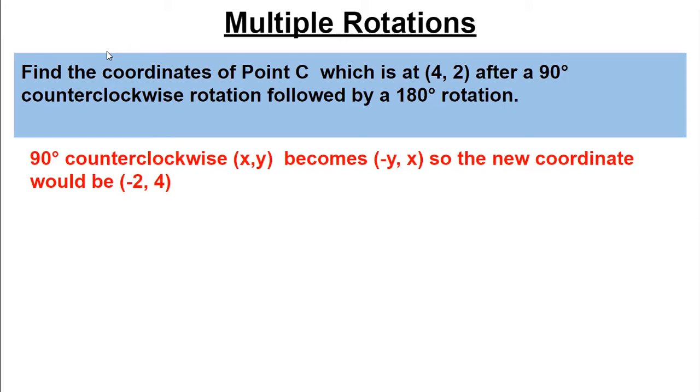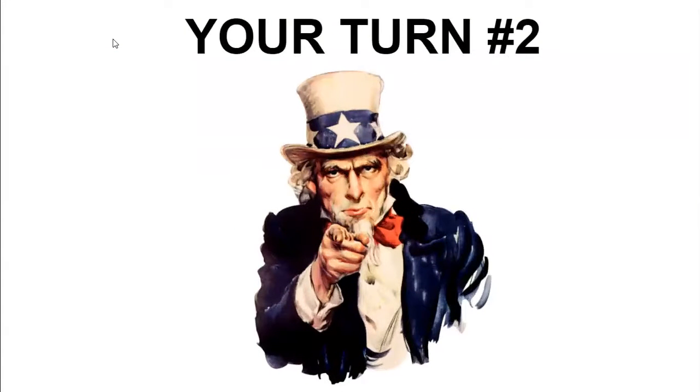Okay, the new coordinate would be -2, 4, and then the second turn would become 2, -4. So that's our answer. Okay, it's your turn to try some of these harder ones. See you back in a moment.